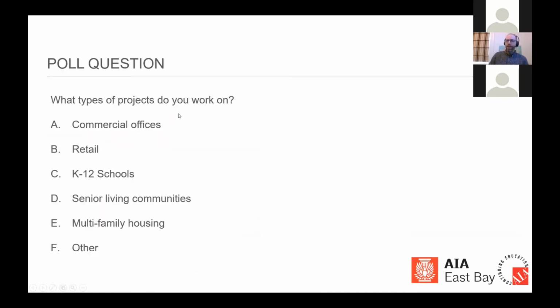Okay, so we do have another poll question here. So this will be our third, fourth poll question. What types of projects do you work on in your practice? This isn't necessarily COVID-19, but in normal times, whether you work mainly on commercial or retail or schools, senior living or housing, or maybe something else. So we'll give it close to a minute here to let everyone respond.